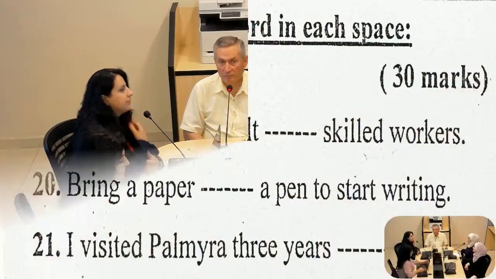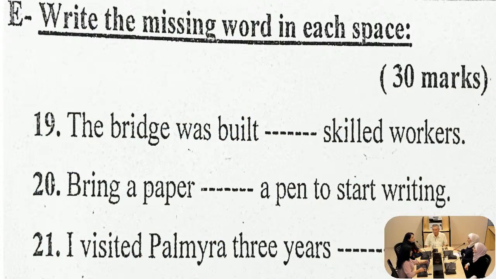Sometimes like number 21, he hasn't finished his homework, and a space. Here we use yet. He hasn't finished his homework yet. And we have another example. The bridge was built skilled workers. Now, as you can see, dear students, this is a passive, so we need by before the skilled workers. The missing word is by.